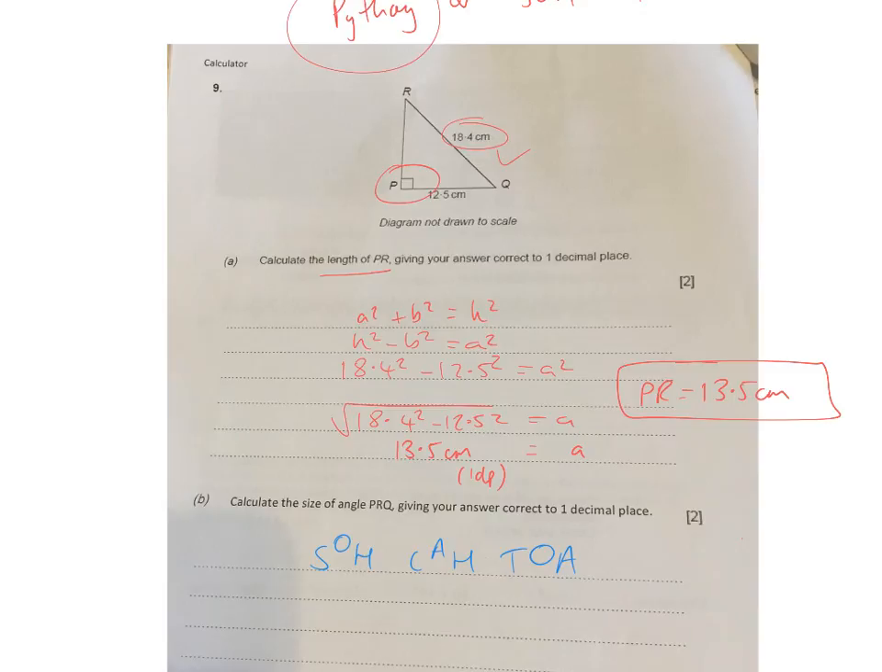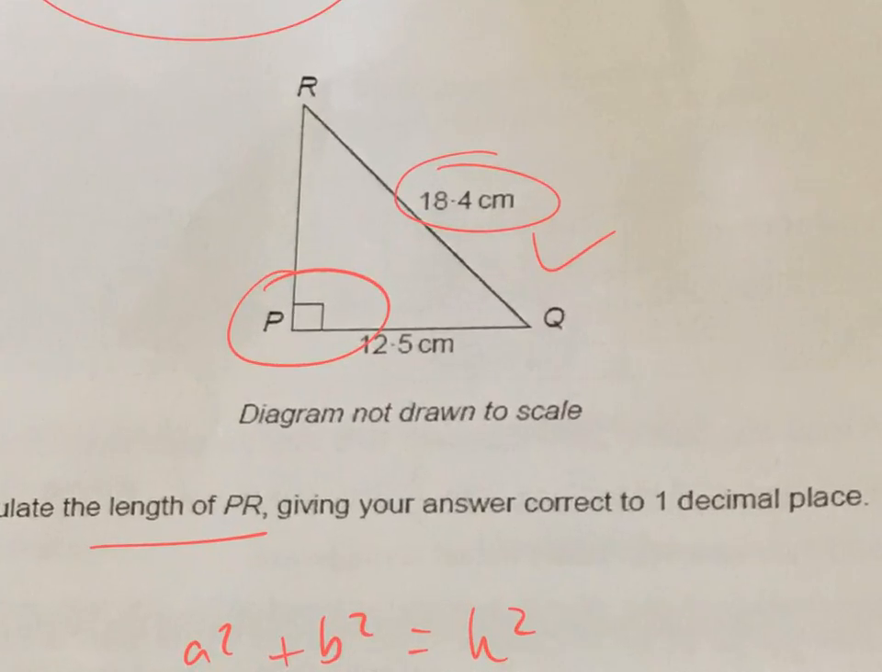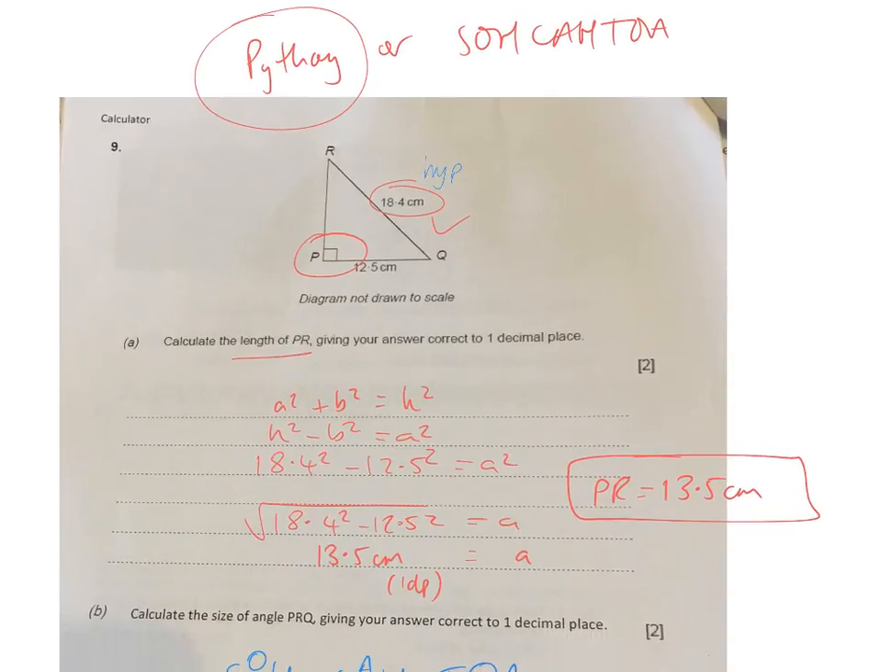SOHCAHTOA. Okay, so let's look at the right angle triangle. There's the right angle. Opposite the right angle is always the hypotenuse. But the rest of the question I need to look at before I can answer it. It says angle PRQ, so P to R to Q. That's this angle up at the top here. So we're going to call that theta. That means this is opposite and this is adjacent.